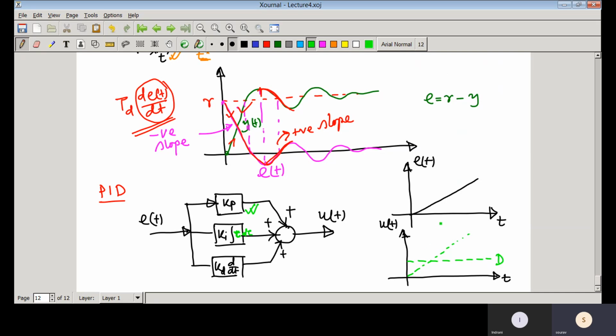So here you can see that this particular action is PD action, this is only P action, and the PID action is the parabolic one, that is PID. So whenever you use proportional, integral and derivative, then that is actually the control input that you would have.